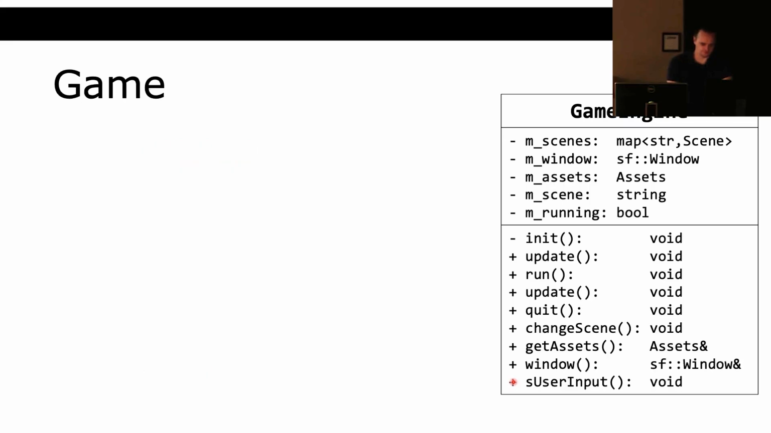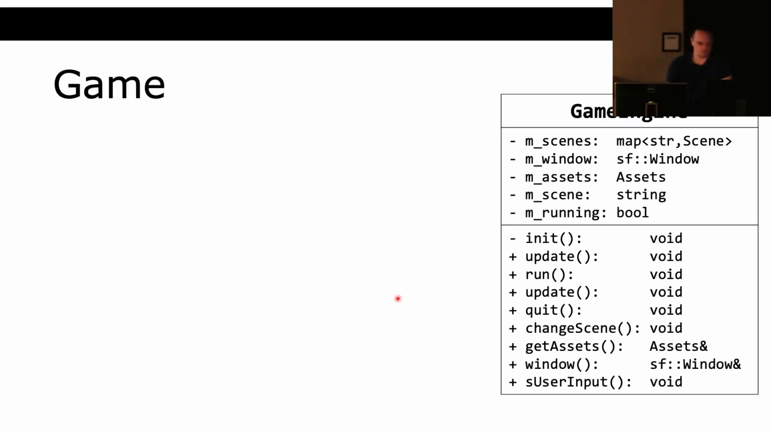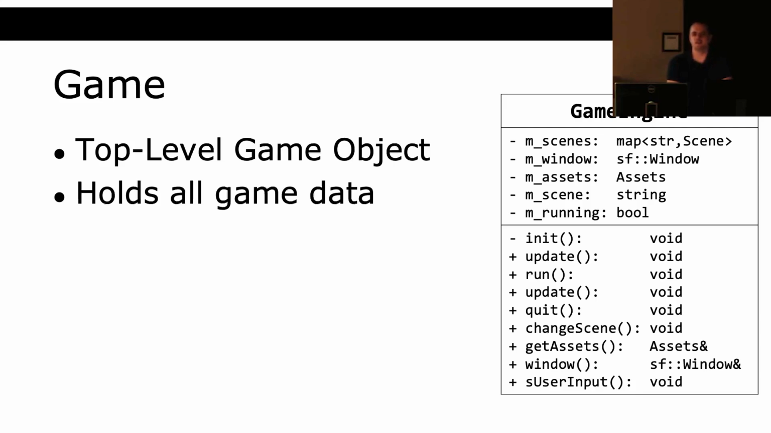Now let's have a look at what these are. That should say game engine up there, but here's the game engine class. This is the top level game object. It's going to hold all the data that the game needs to run, right? Not the scene specific data, but all the stuff that the game needs to run.